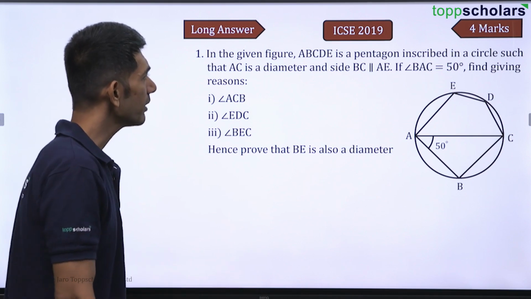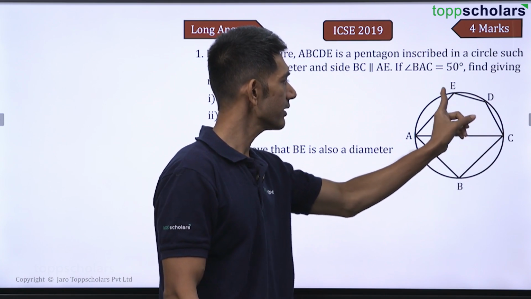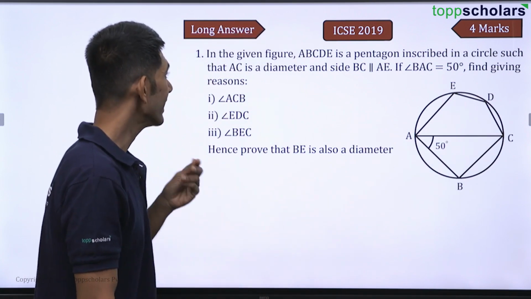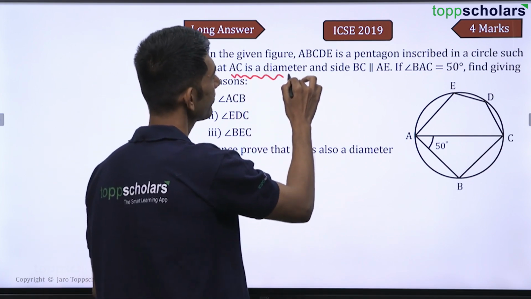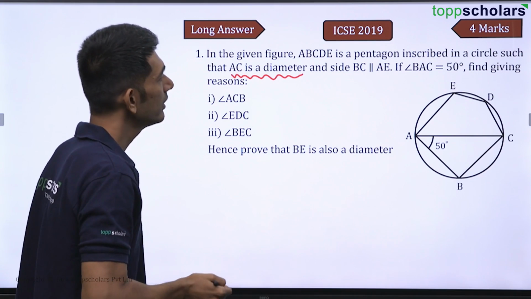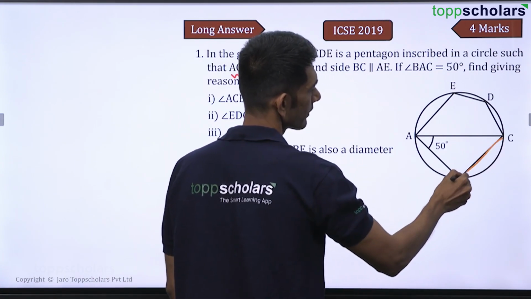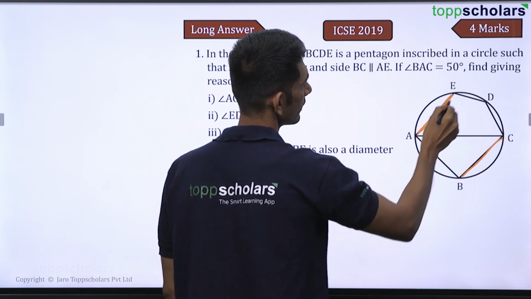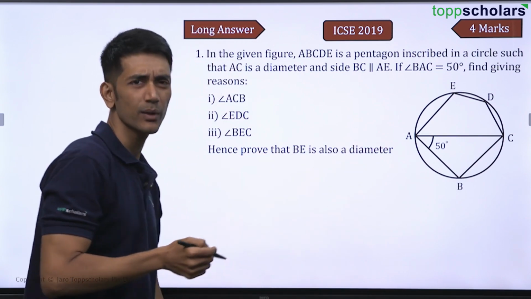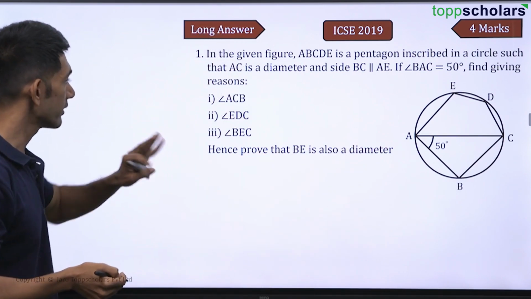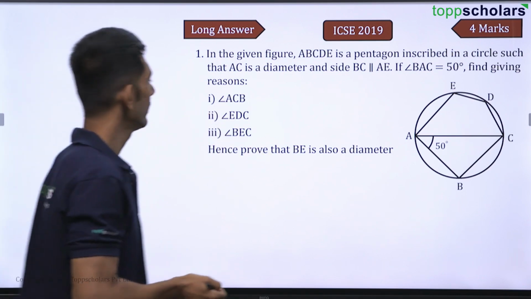So in the given figure, A, B, C, D, E is a pentagon, obviously because there are 5 sides, A, B, B, C, C, D, D, E, A. And then it is given that AC is the diameter. This is an important information for us. AC is the diameter. Okay. Side BC. BC is parallel to AE. This is BC. This is AE. They are parallel to each other. And then BAC is 50 degree, which is given in the question. We are supposed to find out 4 things here. 3 things we are supposed to find out, and the 4th one is proving angle ACB. So where is angle ACB?